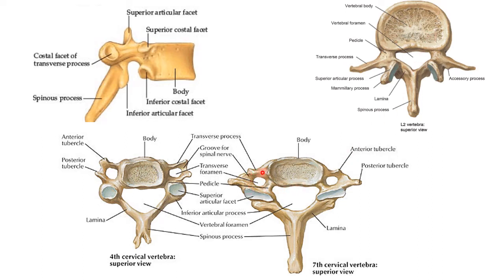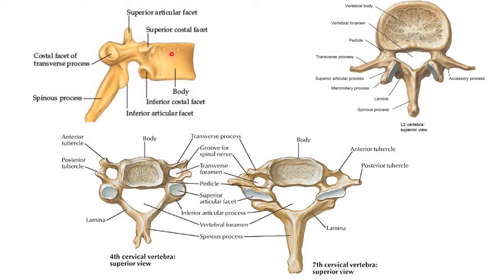The cervical vertebra has a very unique feature: they have a foramen in their transverse process. This is called foramen transversarium or transverse foramen. This foramen is present in the transverse process of all cervical vertebrae.